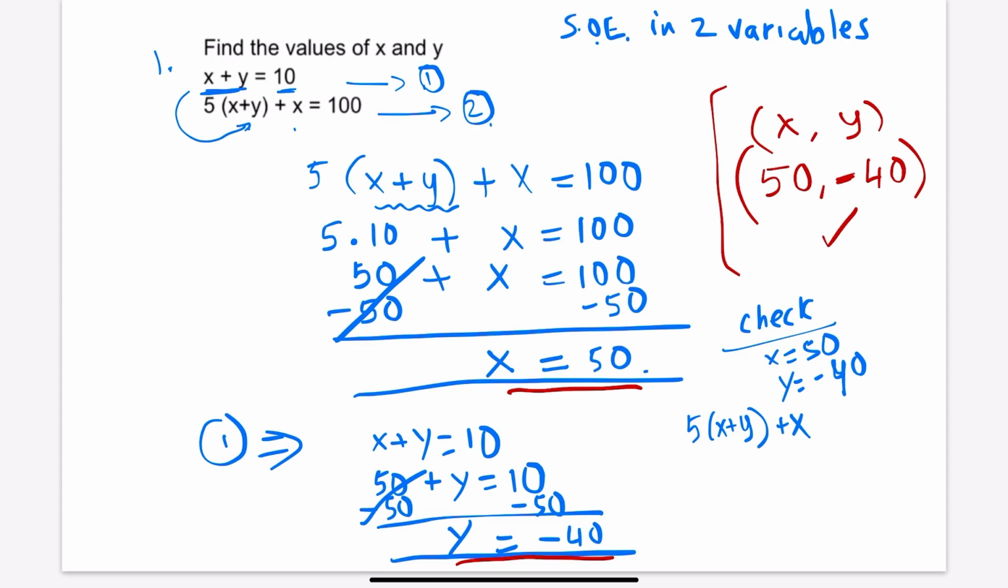Let's see if we get 100 by plugging in these values, which is 5 times (x plus y). x is 50, y is negative 40. When you add them up, you get 10, plus x is 50. So 5 times 10 is 50, and I add another 50 here, which is 100, which is exactly what you have here. So your values of x equals 50 and y equals negative 40 are correct.